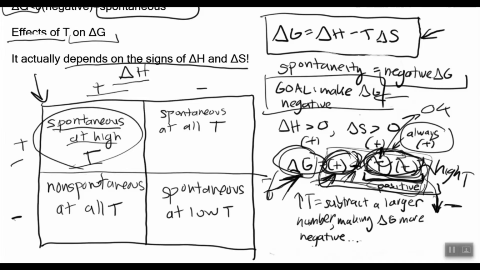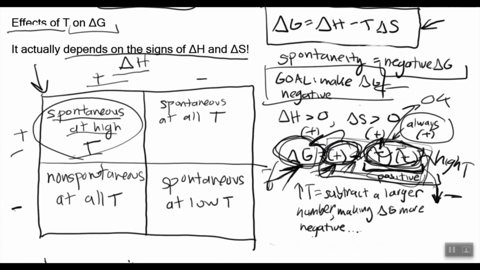If this is the only thing that's influencing what delta G is, that's bad, because that means that delta G will be positive, and positive means non-spontaneous. So we can see that if we make the temperature low, this delta G will be positive, and that's not what we want, so it's very bad.